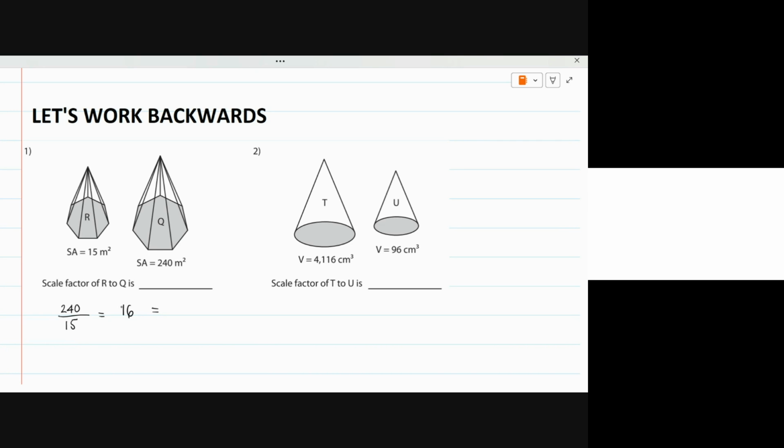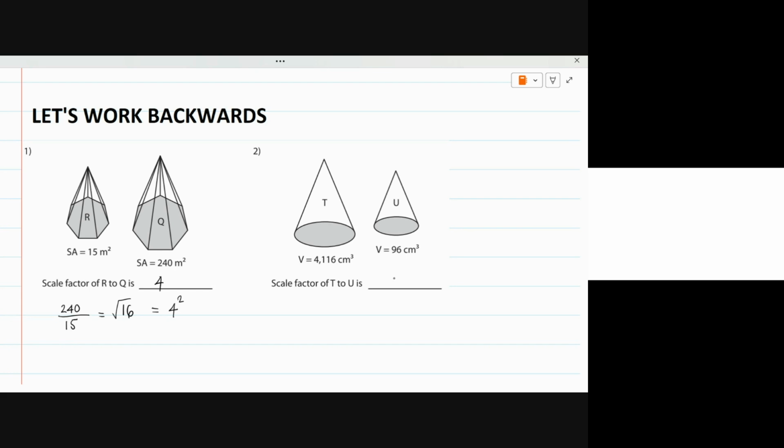That's it. So we can take the square root of this because the actual scale factor is 4 squared. Is that making sense? We've taken the scale factor and we've squared it. So when we get 16, the answer that we actually want is the square root of that answer. Therefore, the scale factor of R to Q is 4. Okay. Got it? Are we okay?